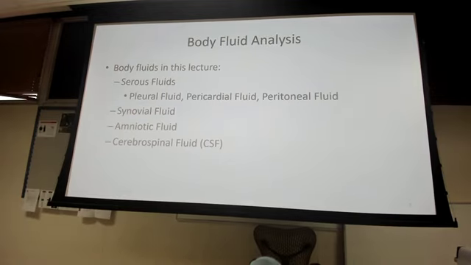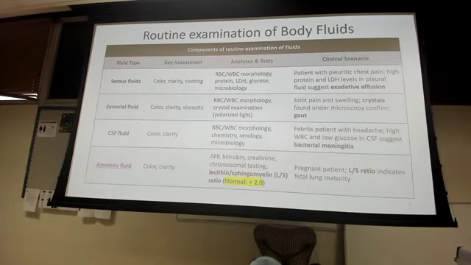Okay. So, body fluids. Serous fluids: you have pleural, pericardial, and peritoneal, plus synovial, amniotic, and CSF. Here are your fluid types, and I know y'all know fluids, right? But some of the things that we test in the lab for all serous fluids would be red blood cell and white blood cell counts. We'll look at the morphology. We'll look at protein, lactate dehydrogenase, glucose, and we may send stuff to microbiology.